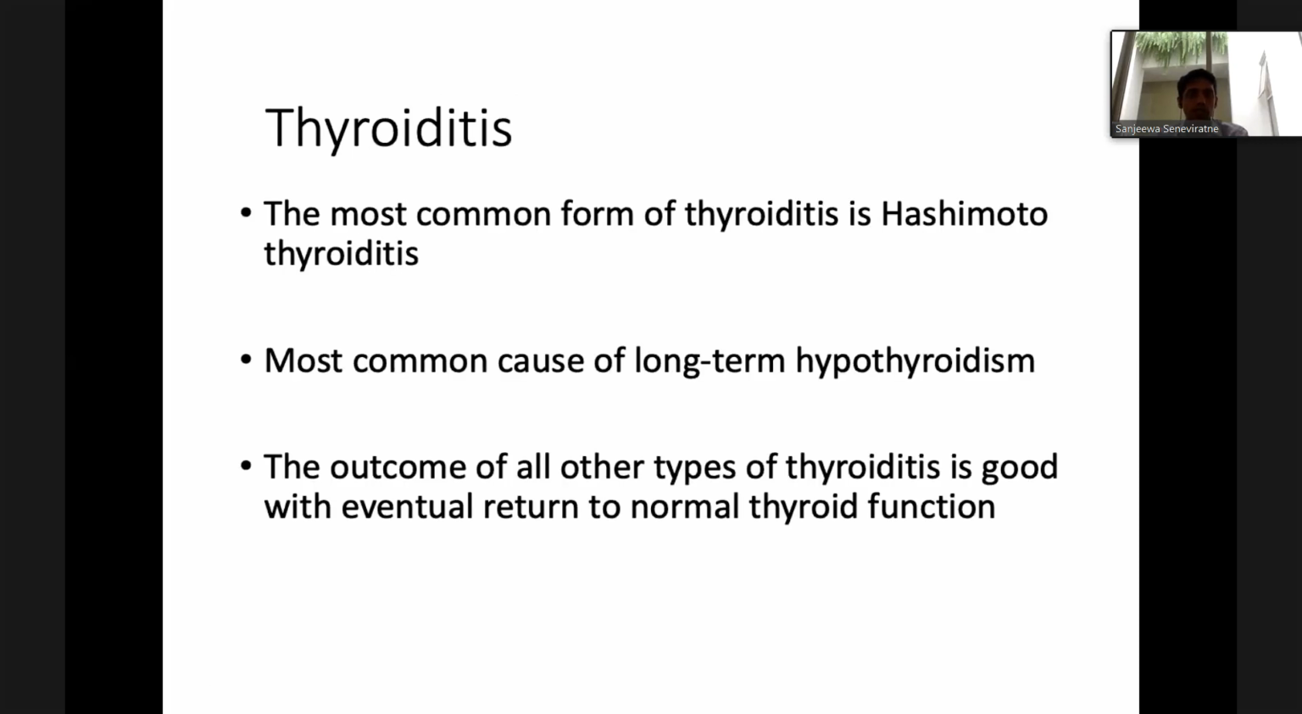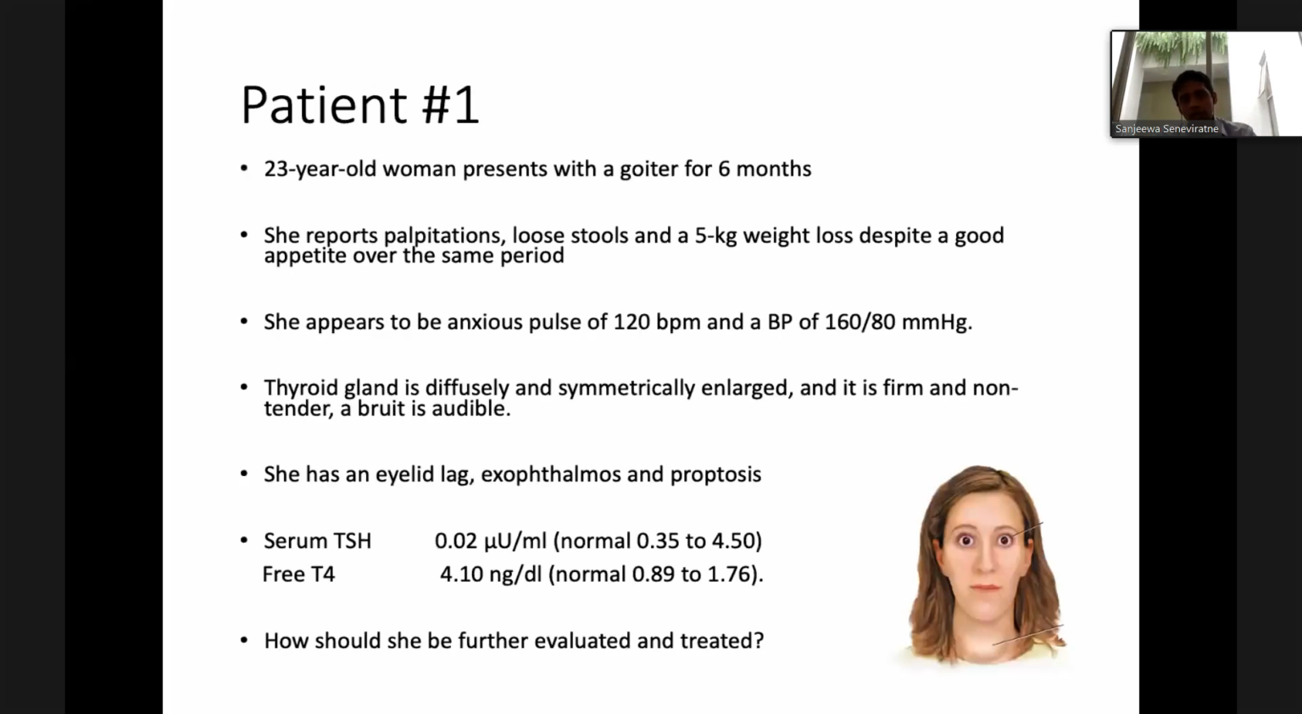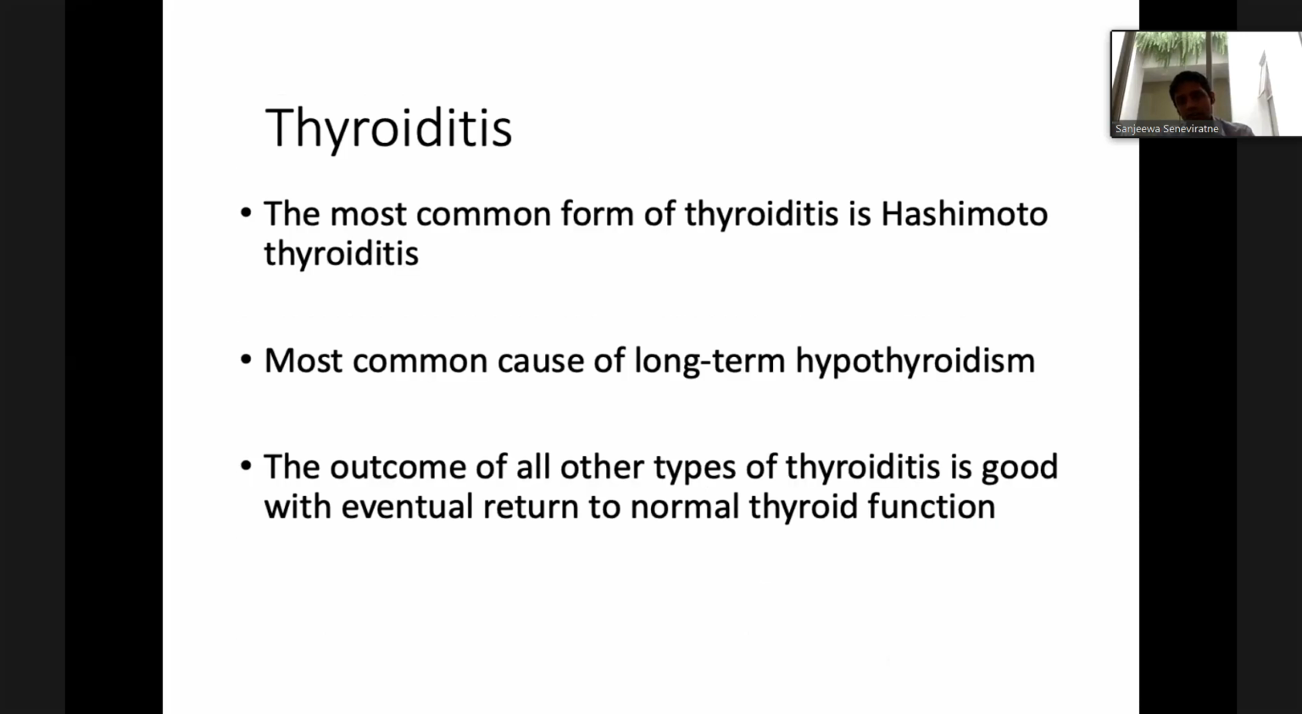So coming back to thyroiditis, the most common form of thyroiditis is Hashimoto's. The problem there is long-term hypothyroidism. Except for that, the others, that is acute and subacute, resolve automatically. So there are no long-term effects. Okay, that's about it.